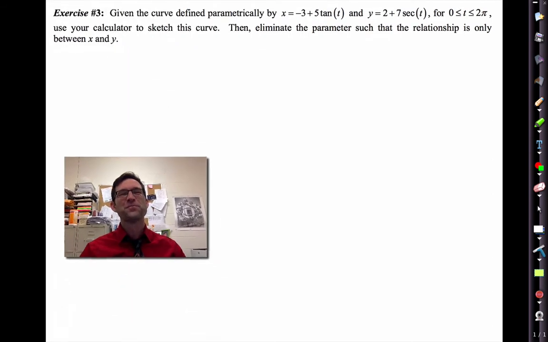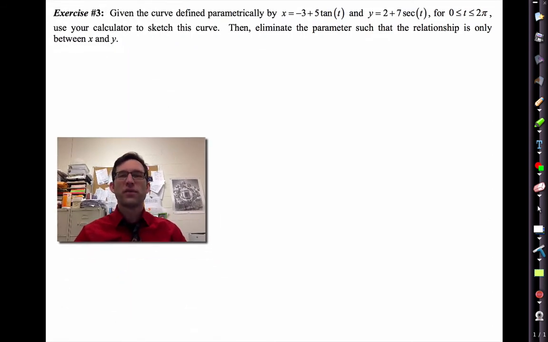All right, next problem. Given the curve defined parametrically by blah, use your calculator to sketch the curve again. Yay! Then eliminate the parameter such that the relationship is only between x and y. Okay, let's do it. Let's bring out the TI-84.